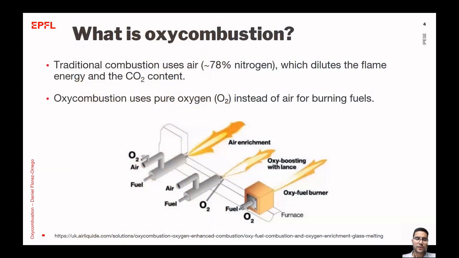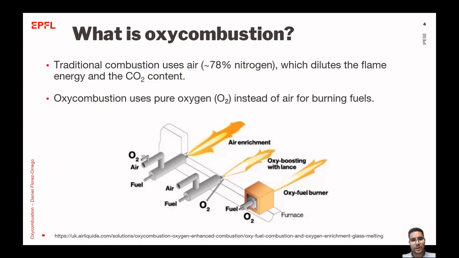You know that traditional combustion uses air, which is around 78% nitrogen, 21% oxygen, and the rest some gases like argon. In this traditional combustion, the nitrogen in the air dilutes the flame energy and also reduces the concentration of CO2 in the flue gases. Meanwhile, in the oxycombustion process, we use pure oxygen to burn the fuel instead of air.